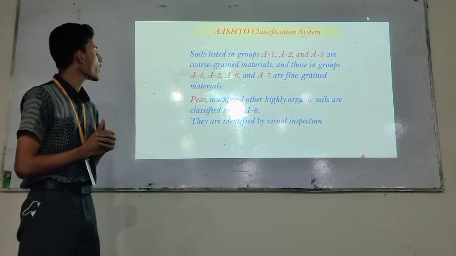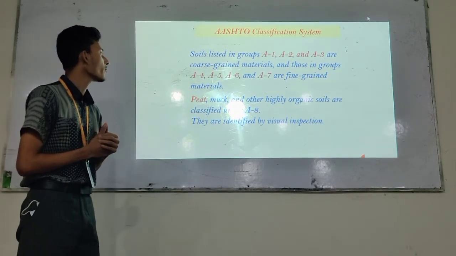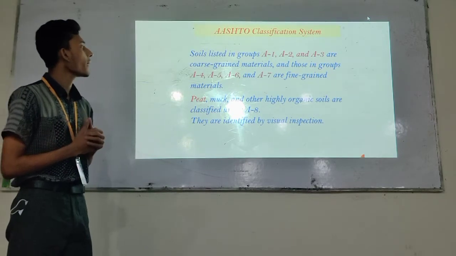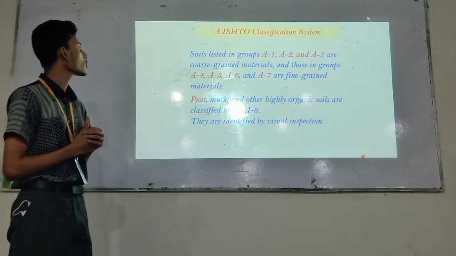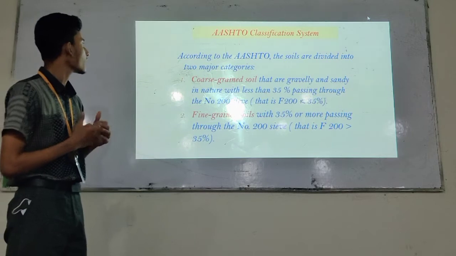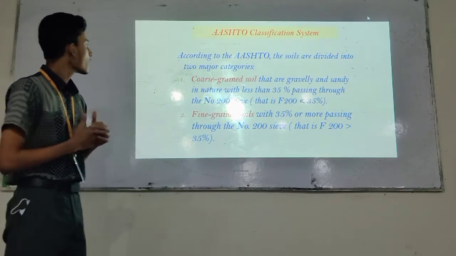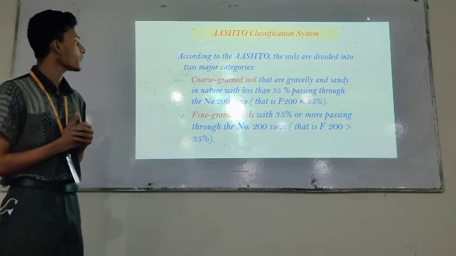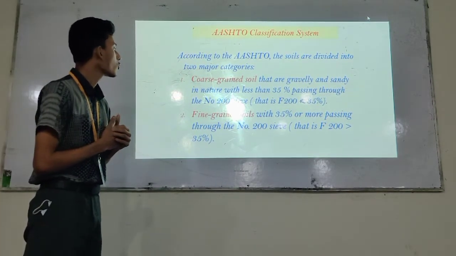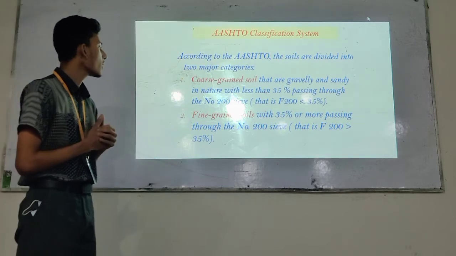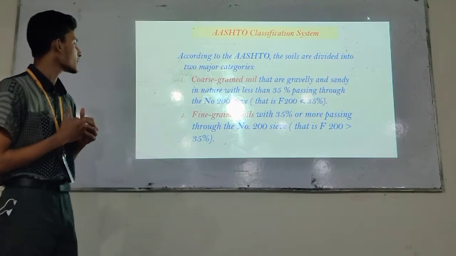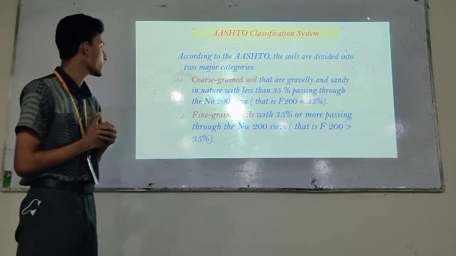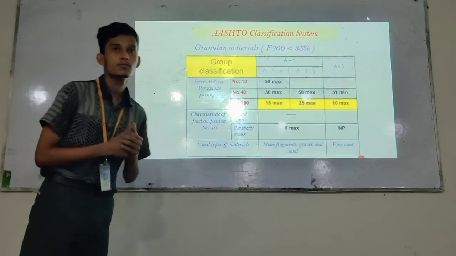Group numbers A4, A5, A6, and A7 are called fine grained, and group numbers A1, A2, and A3 are called coarse grained. And my last slide is about coarse grained and fine grained soil. If less than 35% passes through the number 200 sieve, it is called coarse grained soil, and if more than 35% passes through the number 200 sieve, it is called fine grained soil. That's all.